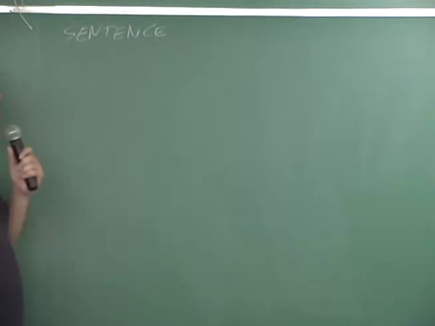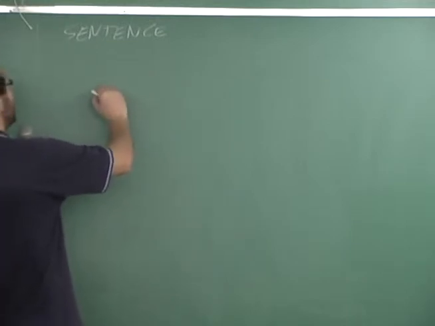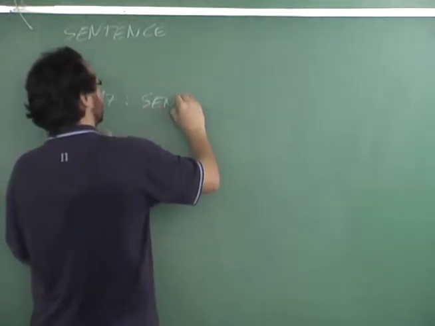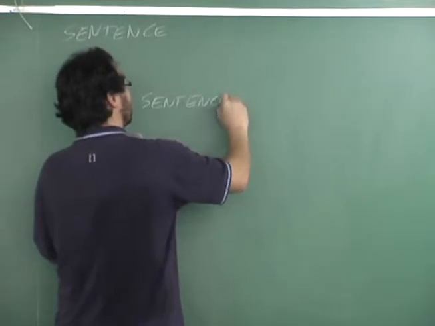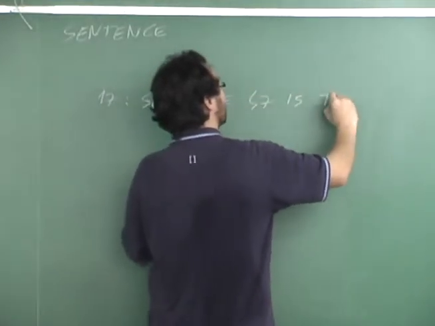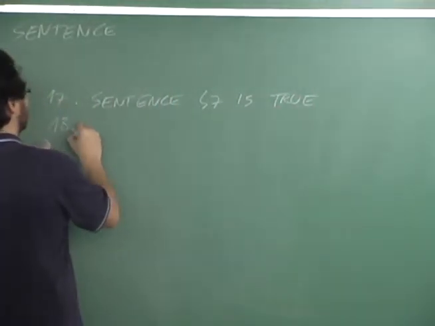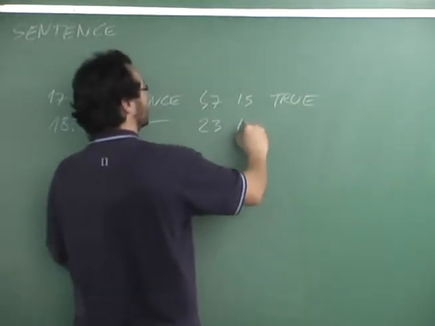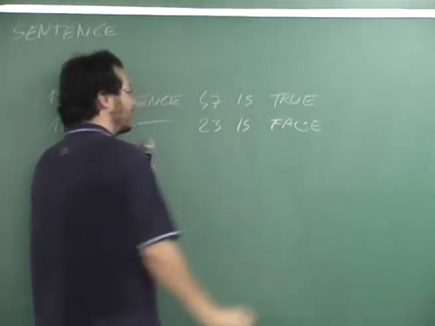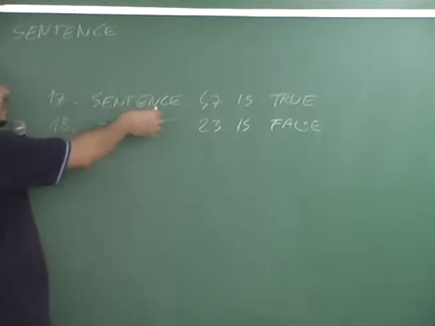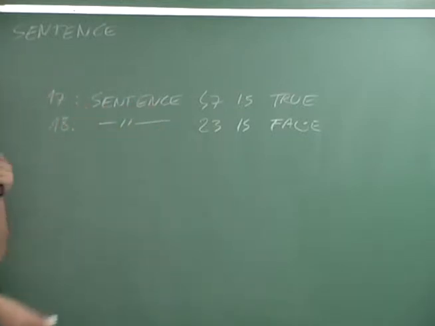So anyway, in this problem, we have a bunch of sentences like this. That sentence 17 is saying, sentence 47 is true, or sentence 23 is false. The thing we see is that this somehow creates the idea of asymmetry, because this seems to be like an implication. One sentence is saying something about the other.